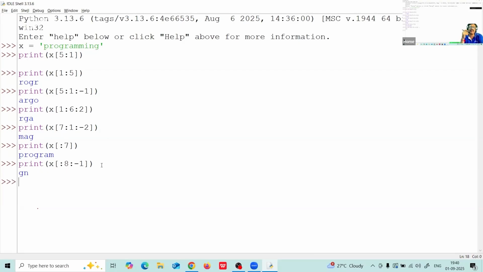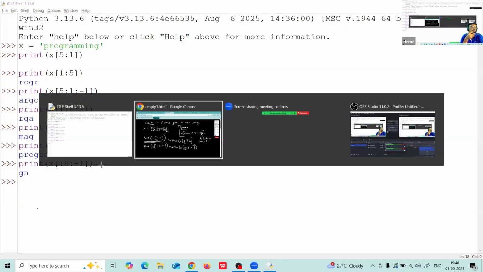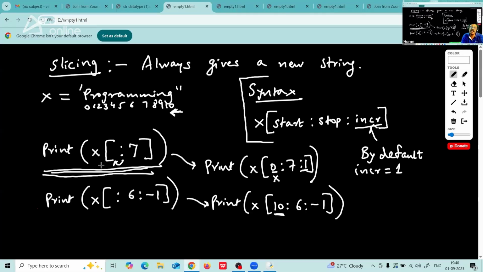Tell me again, quick. If you don't give start, then by default start is 0 if increment is positive. By default start is the last index if the increment is negative. Done. Now what if you don't give stop? This much is very clear, I hope so.